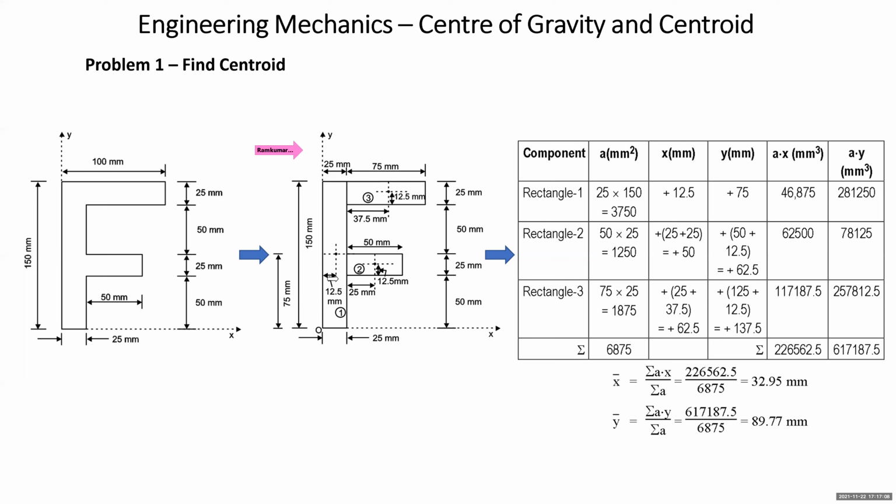Now you have to mark the centroid of each component. How will we mark it now? This first rectangle, what is its width? 25. So the centroid will lie at mid width, 12.5 from each side. Its height is 150, so it will lie at 150 by 2, 75. See, I marked a dot here and drew a dotted line. This shows that this is the centroid of this component. It is at 75 mm.